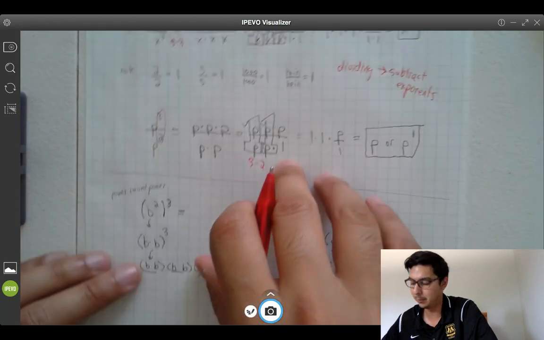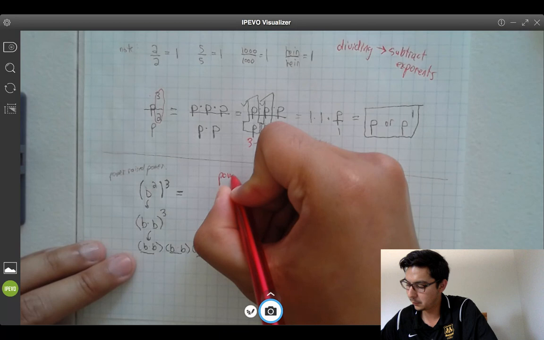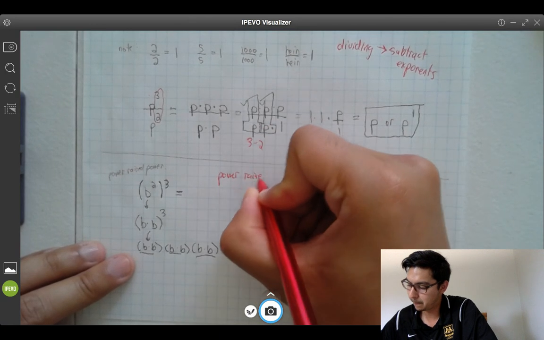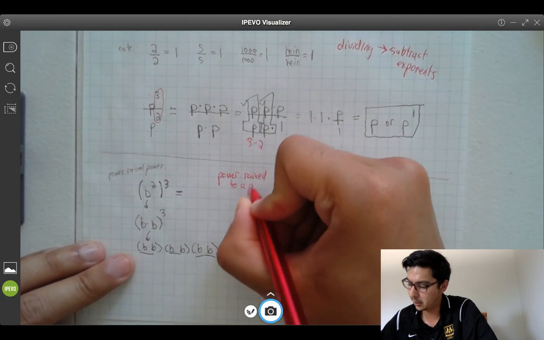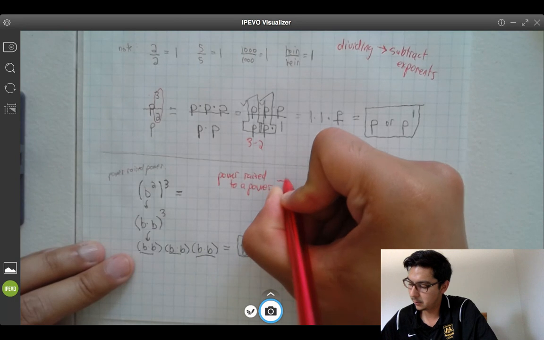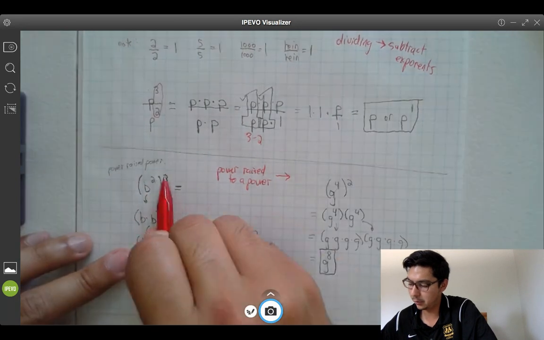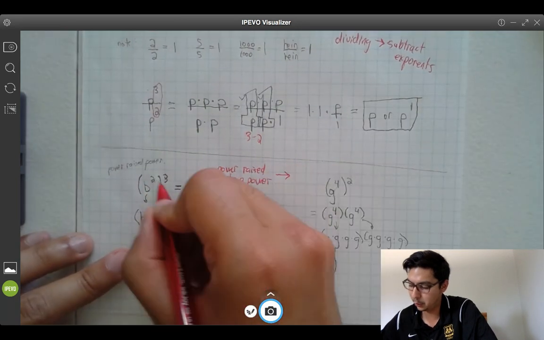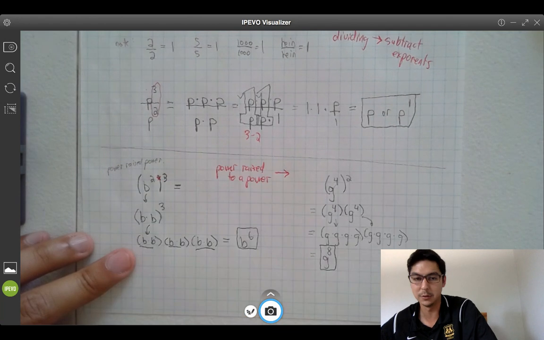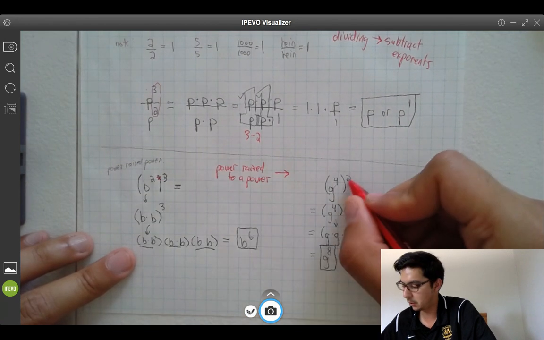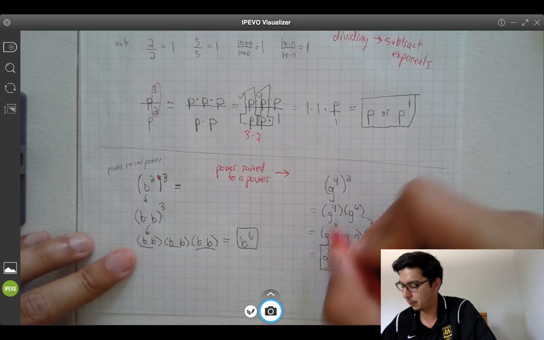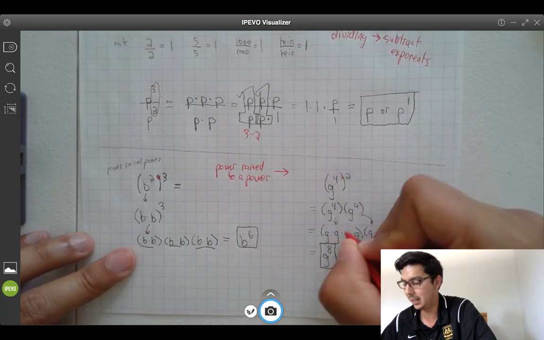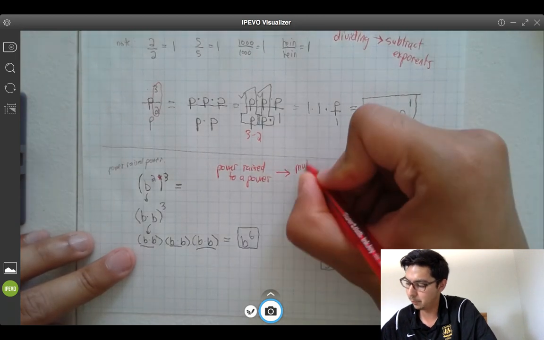And then the last one, when it's a power raised to a power, what's the shortcut? When it was 2 to the third and we got a 6, how do you get 6 from 2 and 3? You can just multiply those two. Same thing over here, 4 and 2, 4 raised to the second, and then we end up getting 8. If you just did 4 times 2, we had 8. So the trick here is you can multiply exponents.